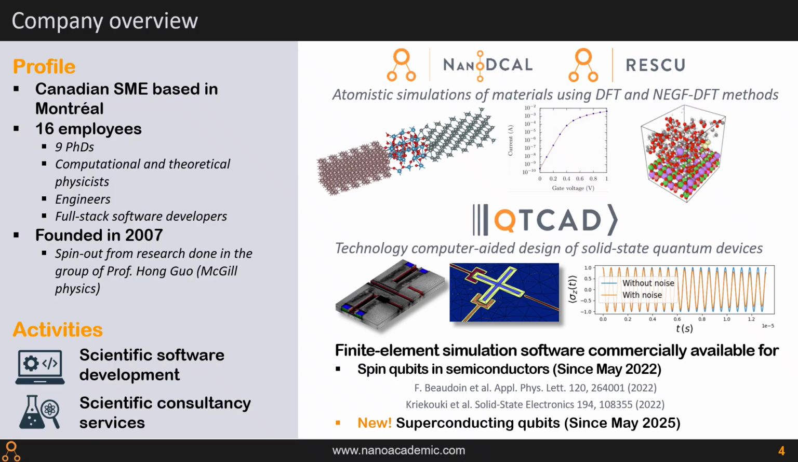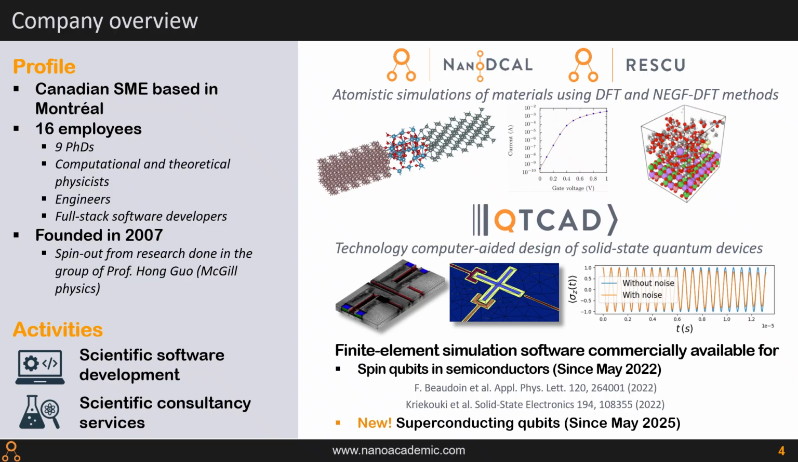At its core, Nano Academic is a computational materials science company. As such, since 2007, we have developed and commercialized two main scientific software packages, NanoDCAL and RESCU, that address atomistic material science problems. With NanoDCAL and RESCU, it is possible to predict equilibrium and out of equilibrium properties of materials from first principles for large systems containing thousands of atoms.